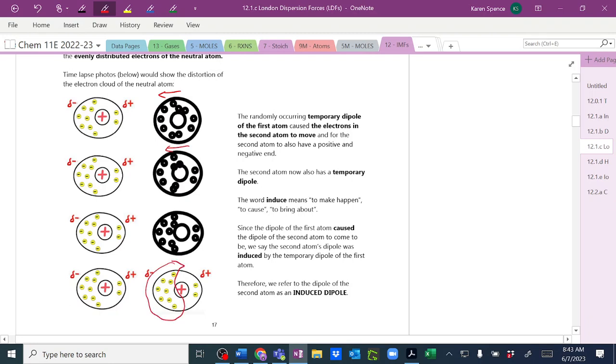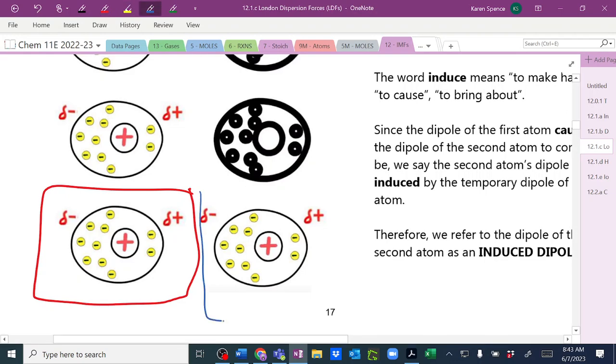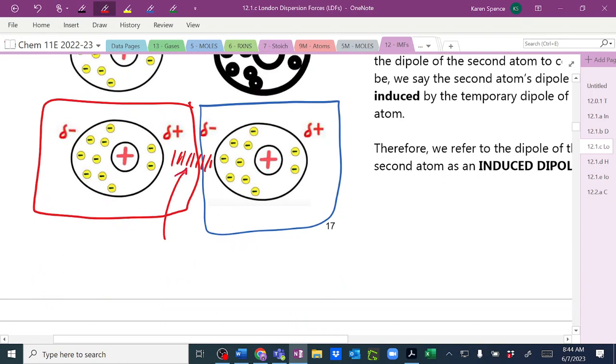and so we now end up with another temporary dipole. This one is called an induced dipole because these electrons move in response to the original temporary dipole here. So this one happens by random chance. This one over here happens by being induced by the other dipole. And now we have a positive end beside a negative end, and those two will attract each other, and that right there, the force between temporary dipoles, is the London dispersion forces.